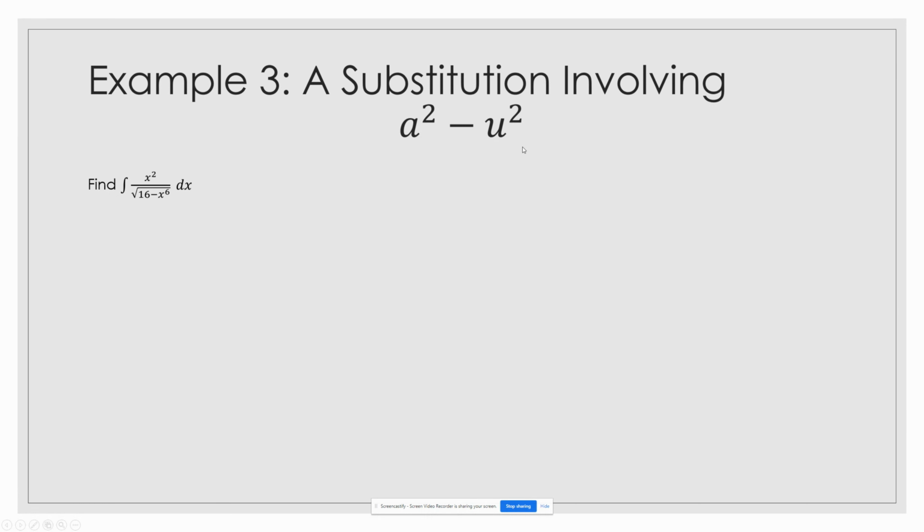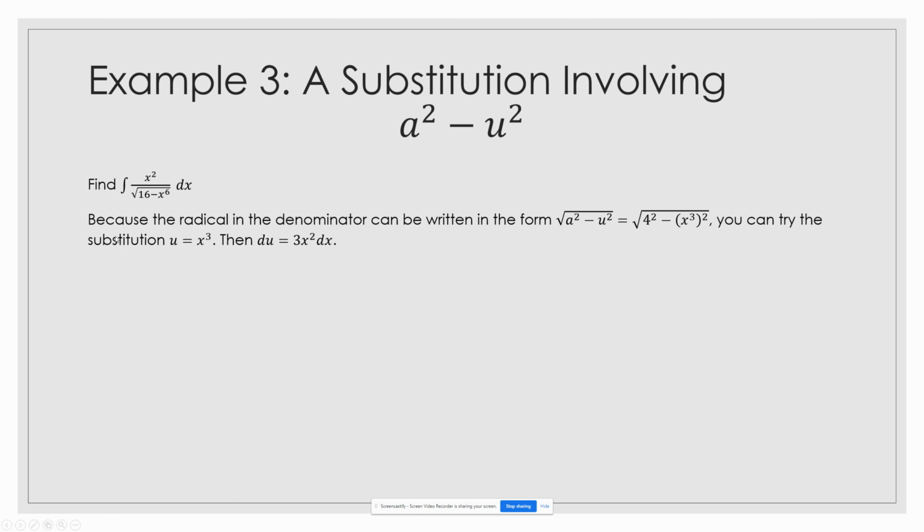So we're going to find the integral of x squared over the square root of 16 minus x to the 6th power dx. Now, this might be a little bit tricky because you're thinking 16 is a perfect square, but x to the 6th power isn't a perfect square. But it actually is if you rewrite it. So because the radical in the denominator can be written in the form of the square root of a squared minus u squared, we get 4 squared minus x cubed squared. We can actually use the substitution where u is x cubed and du is 3x squared.